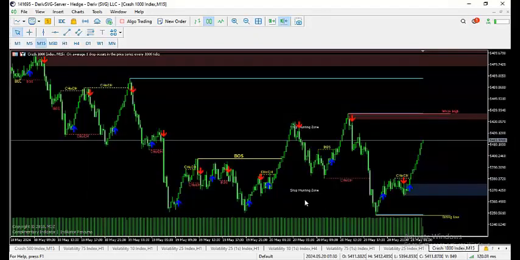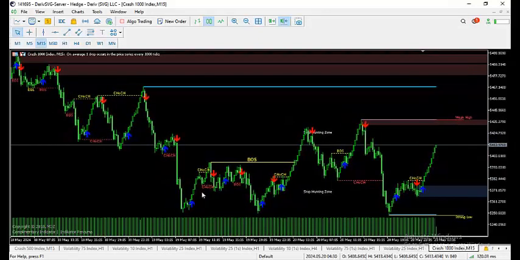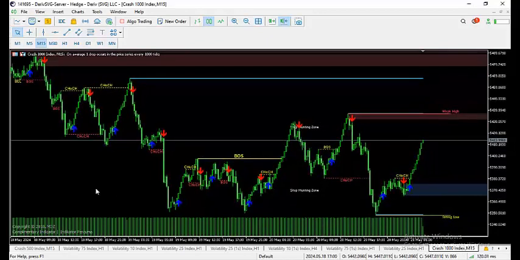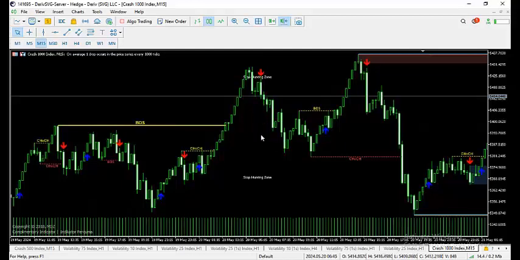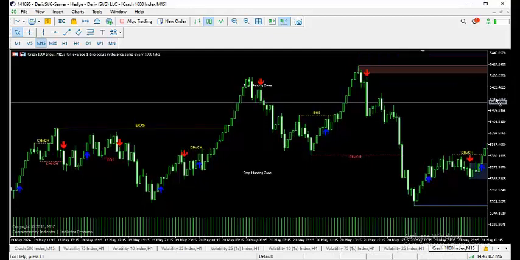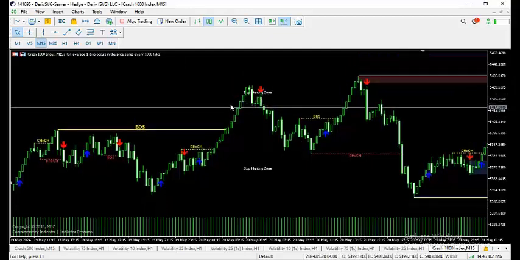So let's see one of the boom and crash. This is crash 1000. You can see over here we have a break of structure to the upside, and clearly the indicator is telling us that this side is a stop hunting zone. So price stop hunted this high over here, and what happened? Price came down. After coming down, we wait for this high to be taken out.